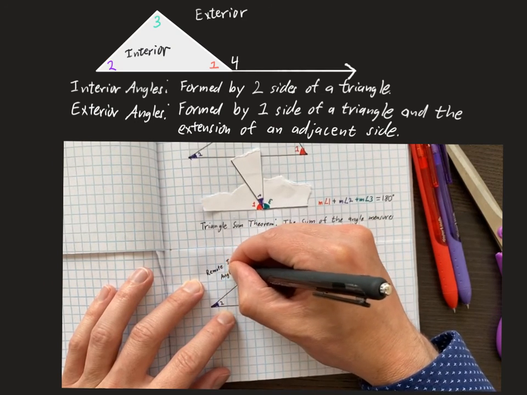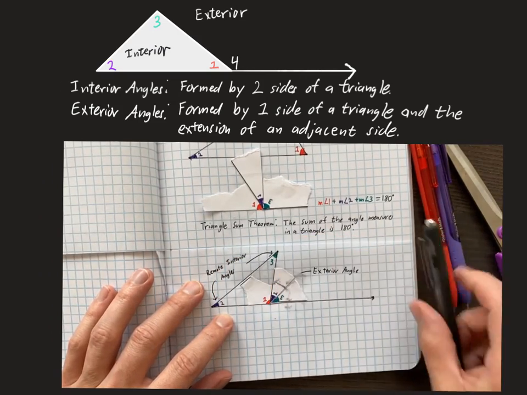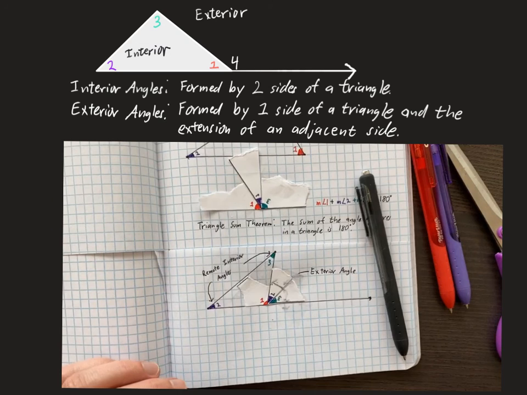So they're interior angles, and we call them remote interior angles because they are the interior angles opposite the exterior angle. Now I want you to make a conjecture about the relationship between the exterior angle and then each of the interior angles.